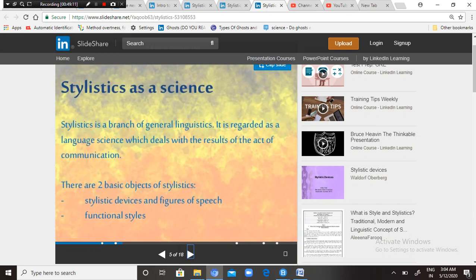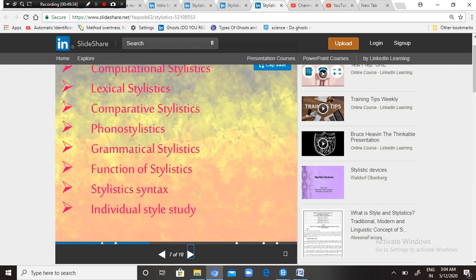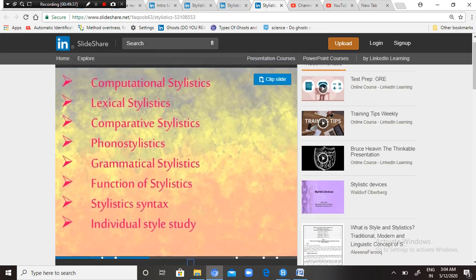Stylistics and science. Stylistics is a branch of linguistics. It is regarded as a language science which deals with the results of the act of communication. The basic objects are stylistic devices and figures of speech, and functional styles. Branches of stylistics: we will discuss the branches of stylistics. They are computational stylistics, lexical stylistics, comparative stylistics, phonostylistics, grammatical stylistics, functional stylistics, syntax, and individual style study.